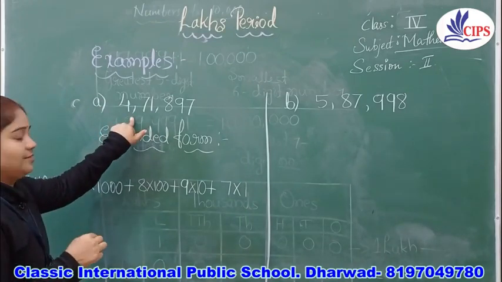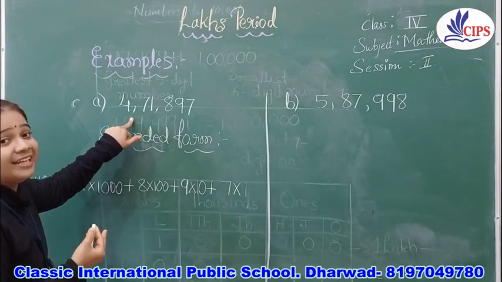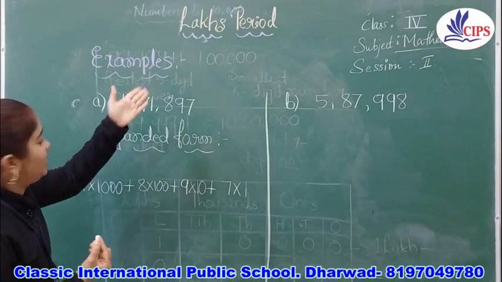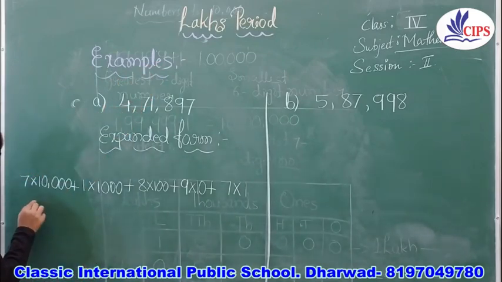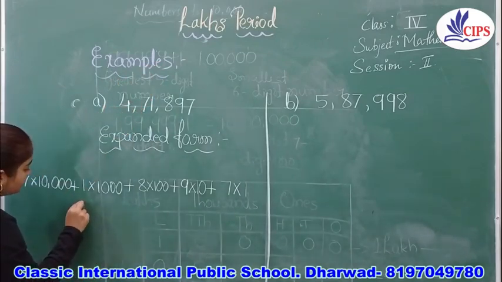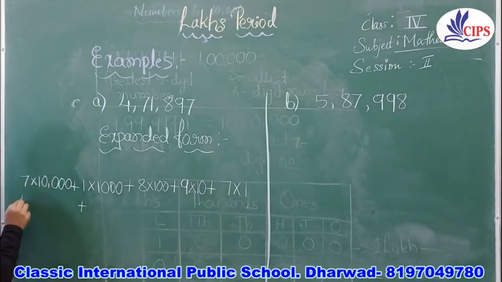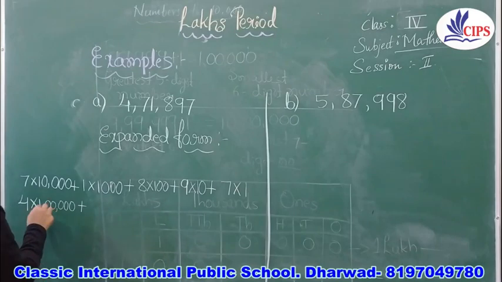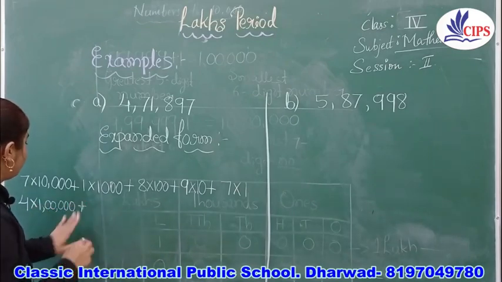Then, last but not the least, it is 4. 4 is what? Lakh place. You know that. So, now, okay. Now it's correct.